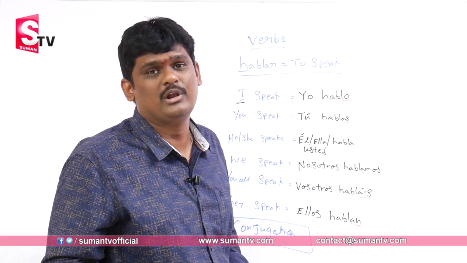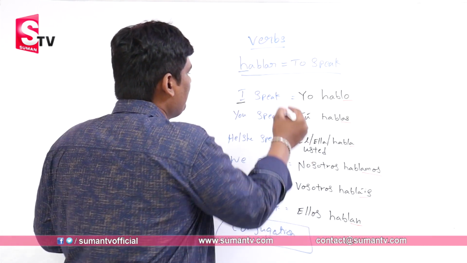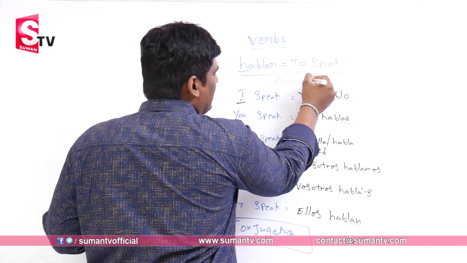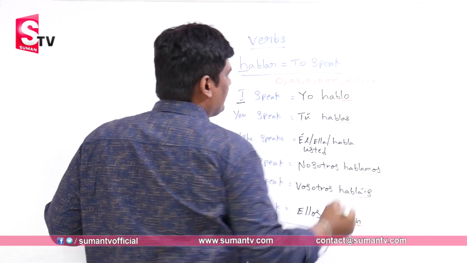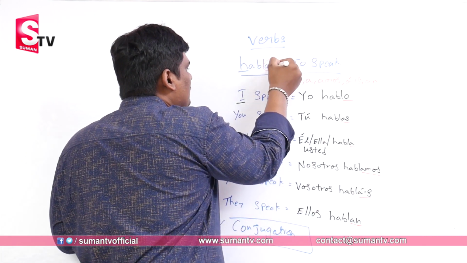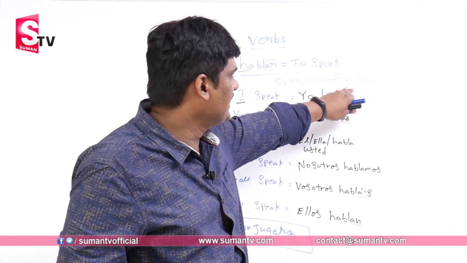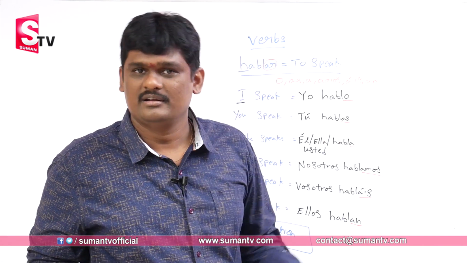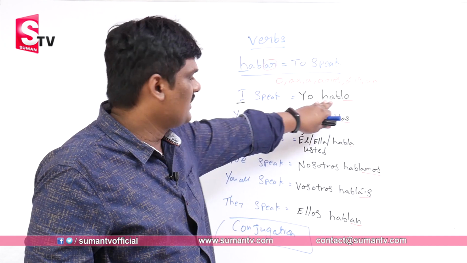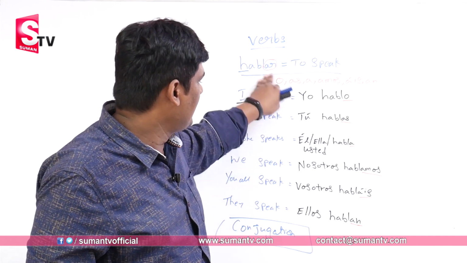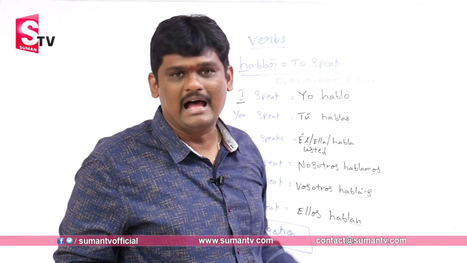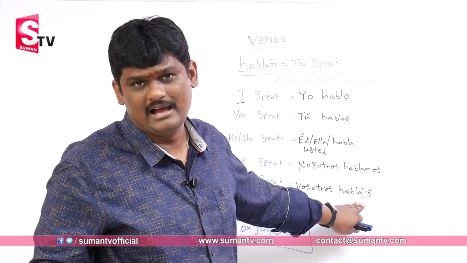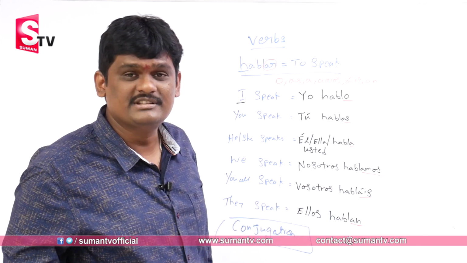So this is like a formula or a rule in Spanish: o, as, a, amos, áis, an. Instead of this AR, we replace it with o, as, a, amos, áis, an in hablar, depending on the pronoun. So yo hablo, we have replaced. For tú, instead of AR, it is as. Instead of AR, it is a. Instead of AR, it is amos. Instead of AR, it is áis. Instead of AR, it is an. So this is like a formula.